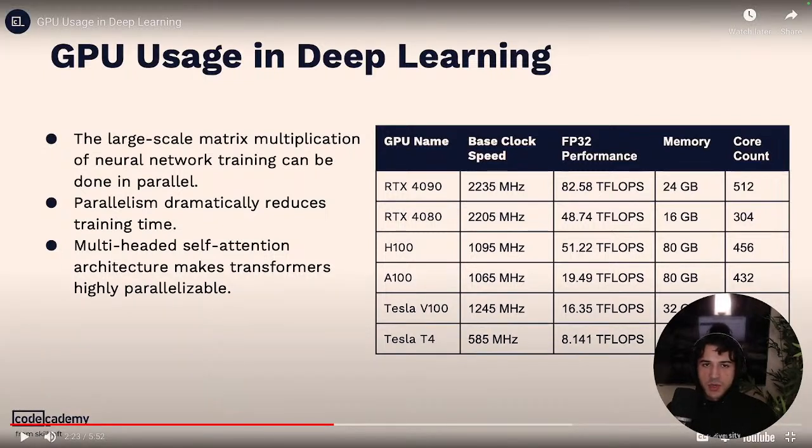Just to read that, so GPU usage in deep learning, the large-scale matrix multiplication of neural network training can be done in parallel. Parallelism dramatically reduces training time. Multi-headed self-attention architecture makes transformers highly parallelizable. And we see the RTX 4090 has a base clock speed of 2,235 megahertz, 82.58 T-flops, and 24 gigabytes memory, and a core count of 512.